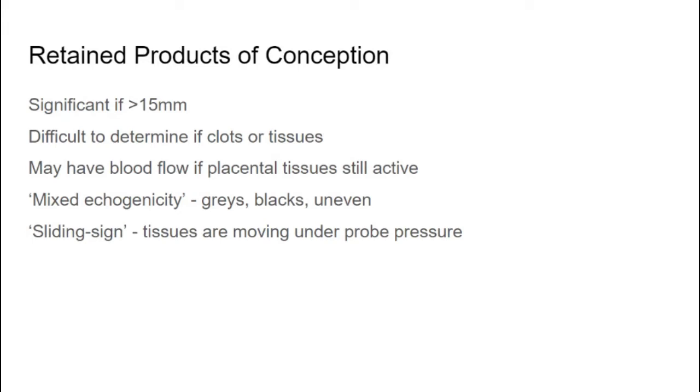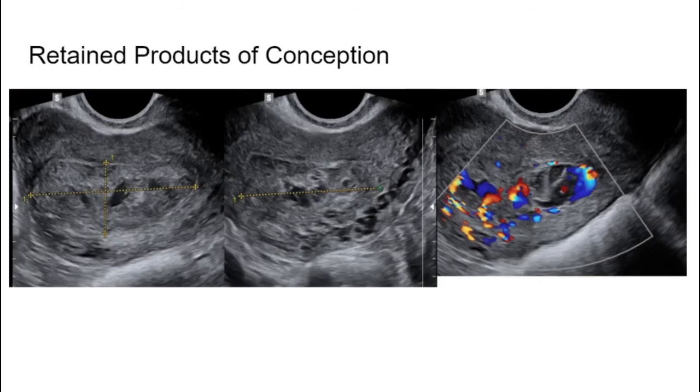Sometimes there can still be blood flow, so if there's placental tissue that is still active, you may still get some blood flow within those tissues. We would often describe it as mixed echogenicity, so irregular greys, blacks, uneven looking. And you can get the sliding sign. So with gentle probe pressure, you'll see these tissues sort of sliding in and around each other, which would suggest that they're not attached, but they are trapped within the womb.